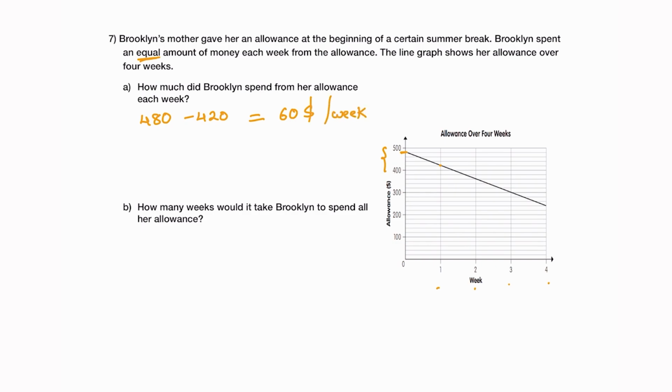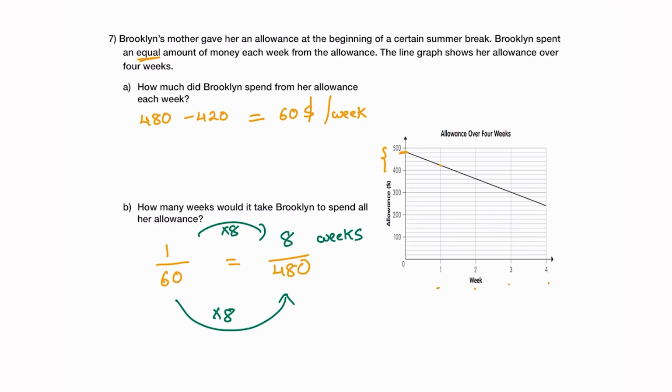Part 2. How many weeks would it take Brooklyn to spend all her allowance? So in 1 week, she's spending 60, right? And what's her allowance? 480, right? This is where it's beginning. So it's 480. And we know that 60 to 480 is times 8, right? 6 times 8 is 48. So we do the same thing here, times 8. So it's going to take her 8 weeks to spend all the money.